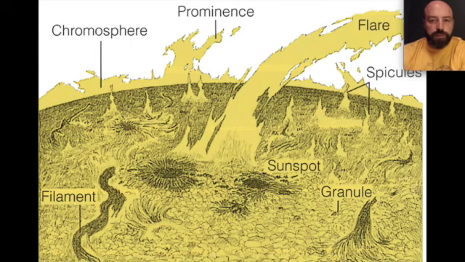Here's an old drawing that shows all the things we've talked about. We have our chromosphere and a prominence, which is the plasma that's coming off of that. A much larger one, the flare. We've talked about a filament here being just like a prominence, but seen from a different angle. Talked about sunspots in the last video. Granules are all these little parts here, the photosphere, and spicules are little jets of flame coming out.